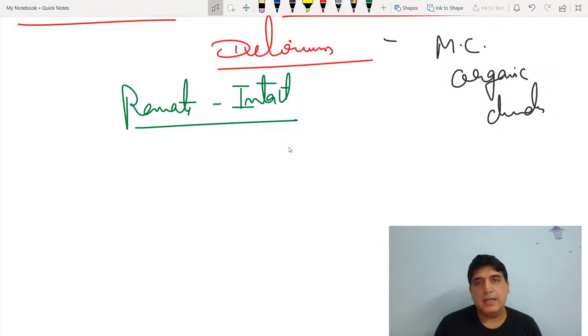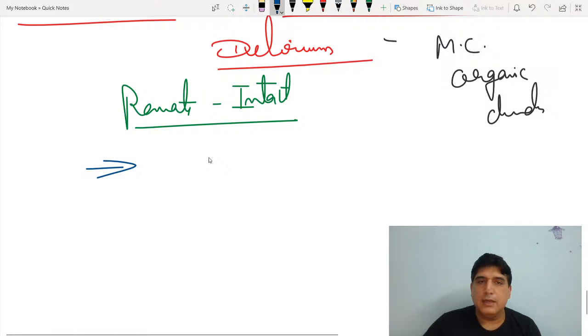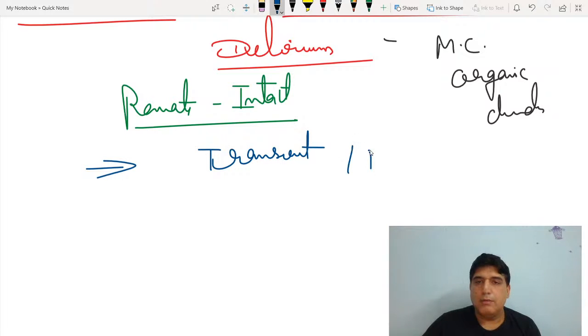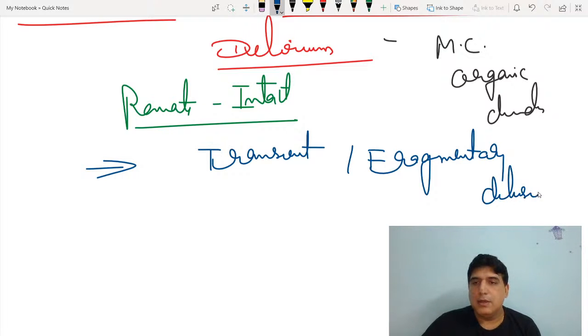So immediate and recent memory deficit is there, remote memory remains intact. If the examiner asks you which type of delusions you have in delirium, transient or fragmentary delusion. In class I explained everything, why it is so, but now this is not the time. Just go for transient and fragmentary delusion.